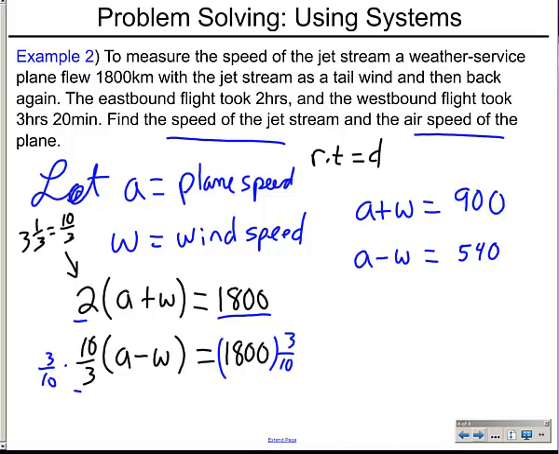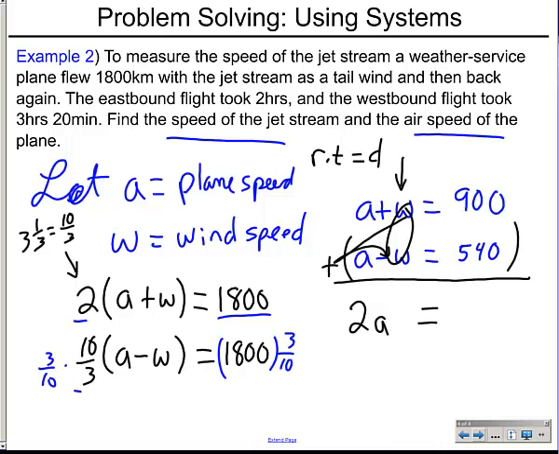Now, which technique should we use here, combination or substitution? Since these variables are already lined up and they all have coefficients of 1, linear combination would be the best way to solve this. So all I'm going to do is draw a line here, put parentheses around the second one, and notice how the W's have a positive and a negative. The easiest way to get rid of them is to add those together. A plus A will give us 2A. W plus negative W is 0, so that drops out of the problem. And of course I still have to do 900 plus 540, and that's going to give us 1,440. So to solve for A, we divide by 2 on both sides. So A equals 1,440 divided by 2, which is 720.